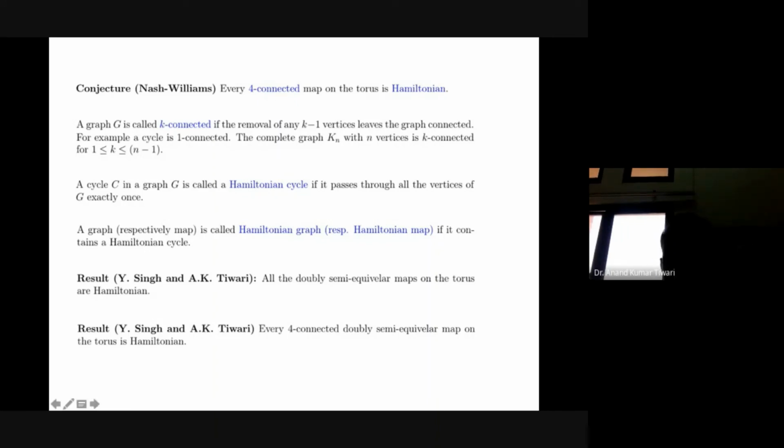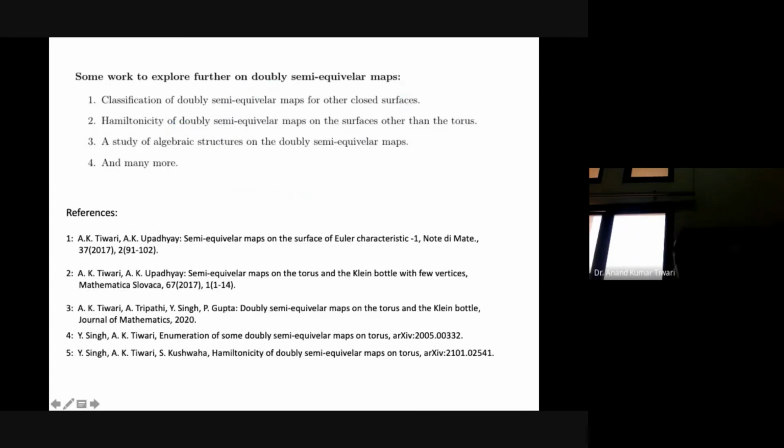So Nash and Williams conjectured that every 4-connected map on the torus is Hamiltonian. With my student Yogin, we have the notion of doubly semi-clear maps, in fact infinitely many of them, and we have proved this conjecture for such maps: every 4-connected doubly semi-clear map on the torus is Hamiltonian.